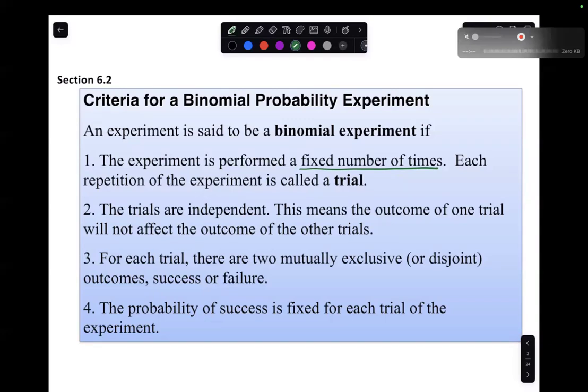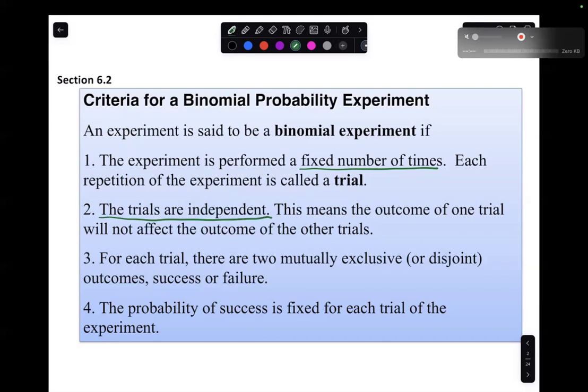Next, the trials have to be independent. We talked about independence in the last section. Was it the last section or the last unit? I believe it was in chapter 5. We talked about how we know trials are independent. So the outcome of one cannot affect any of the other trials. Rolling a dice is a really good example of that.